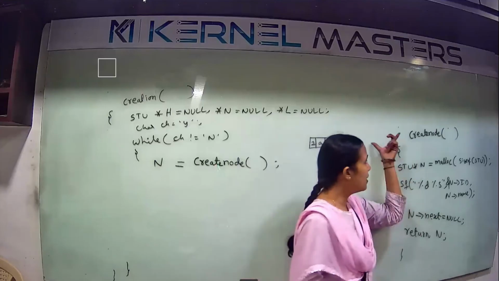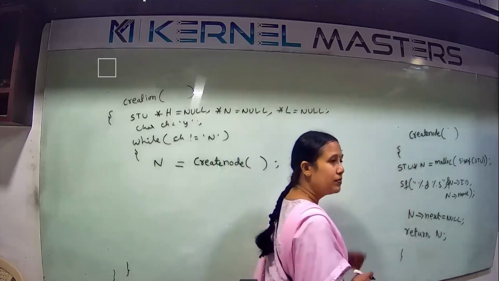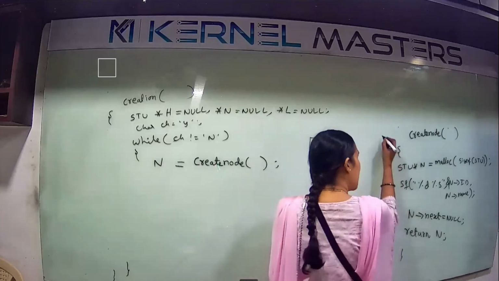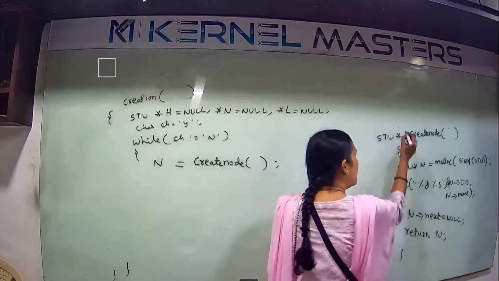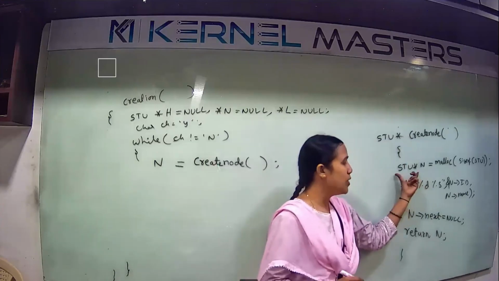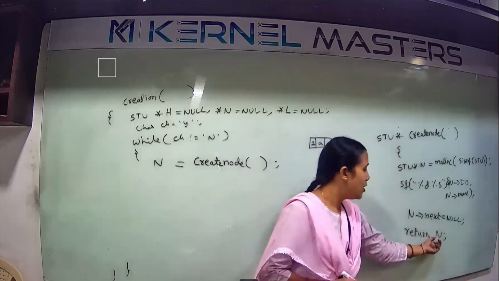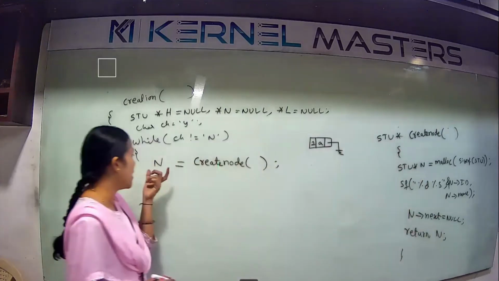Okay. What should be the return type of this function? Student pointer. Same kind of pointer I am returning, right? It should be student pointer. I am returning n. n is student pointer. So I have to write student pointer as the return type. So n value I am returning. So that n I am taking into this n.